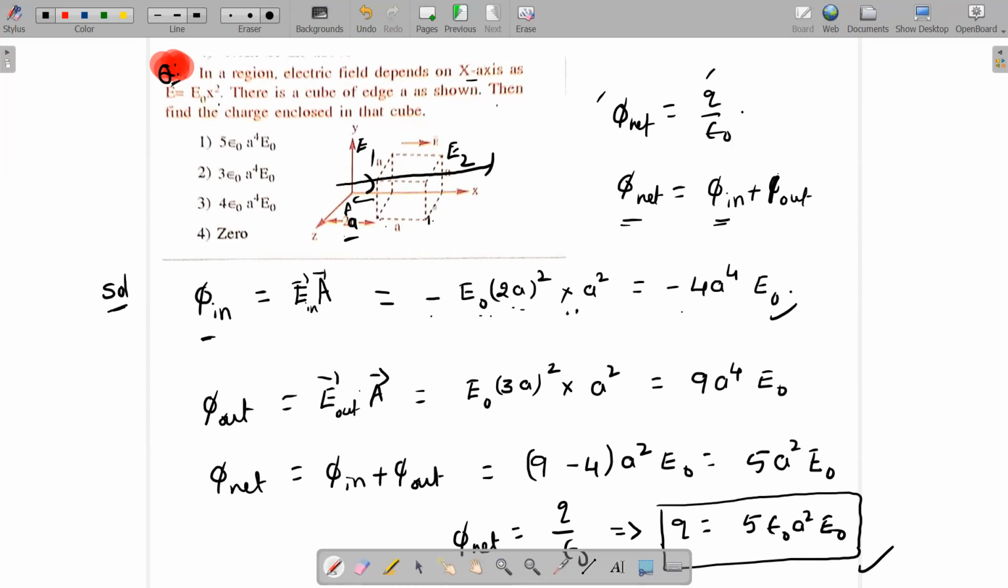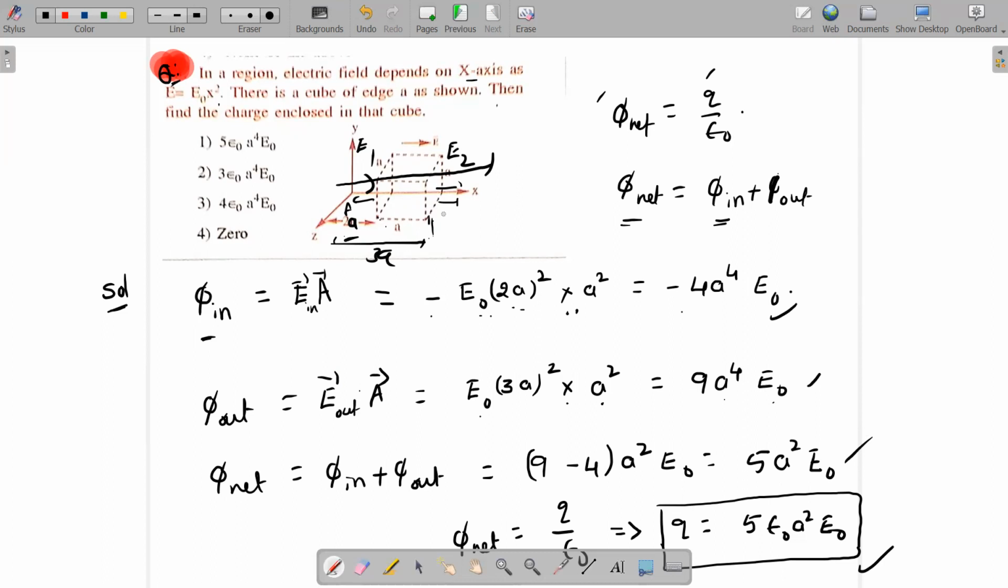Whereas the flux leaving out of this is E out into A cap. Because here the electric field is in this direction and the area vector will be along the outward normal, both are in the parallel direction. So the flux will be EA cos theta; theta is 0, so EA only. E at this particular point is E naught into x squared, where x is 3a, since for this point 2a plus a is 3a. So E becomes E naught into 3a whole squared, into area a squared. That becomes 9a power 4 E naught, the flux coming out. Therefore the net flux is phi in plus phi out, equal to 9a power 4 E naught minus 4a power 4 E naught. That gives you 5a power 4 E naught as the net flux.